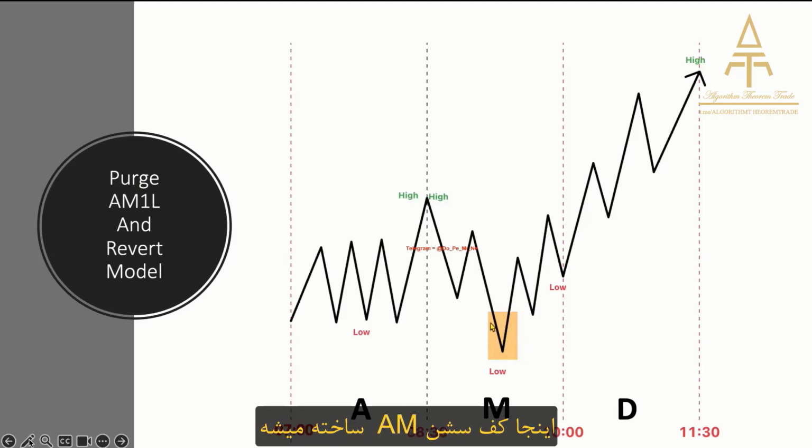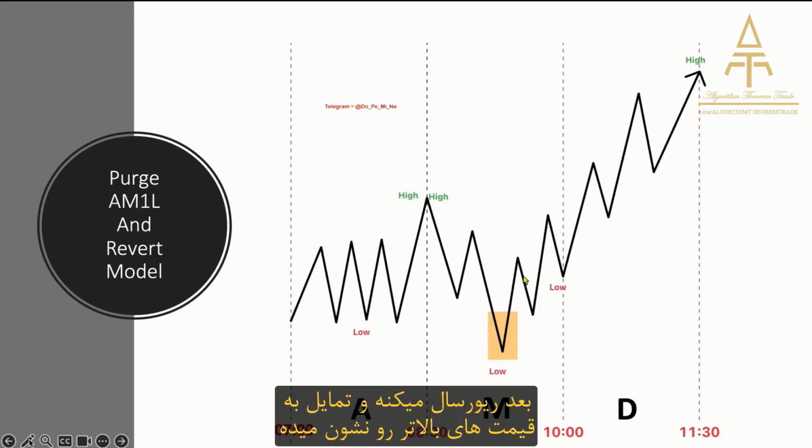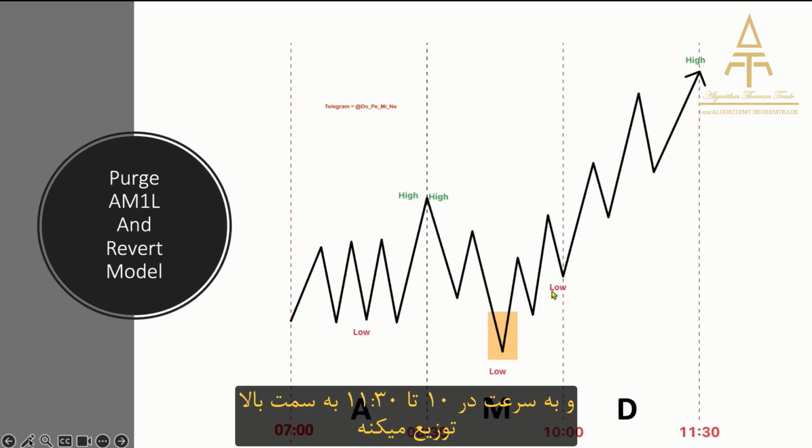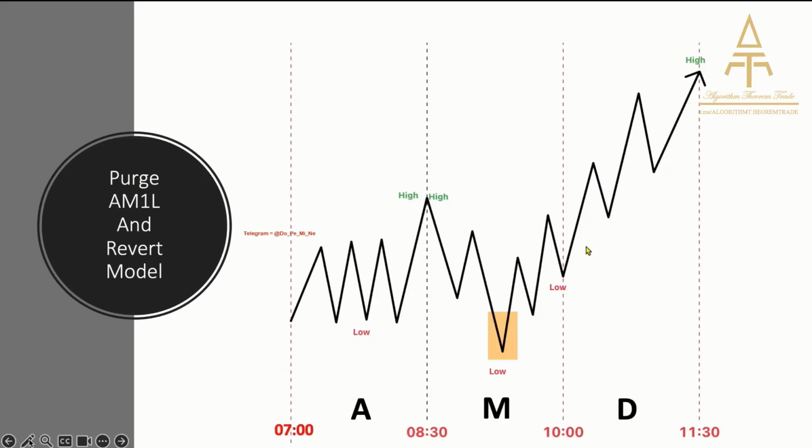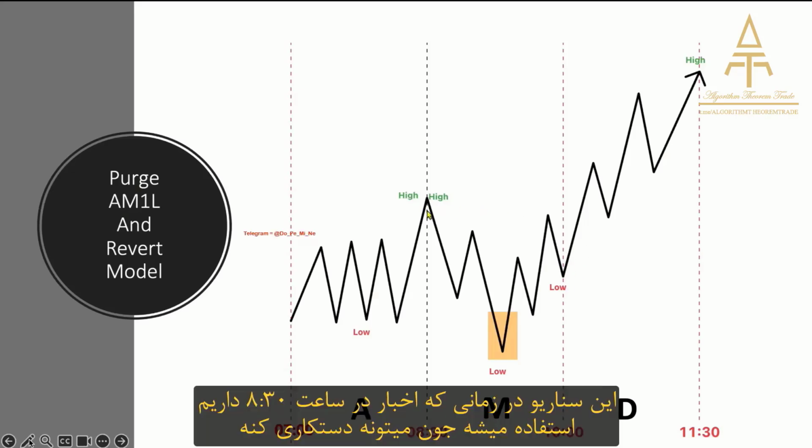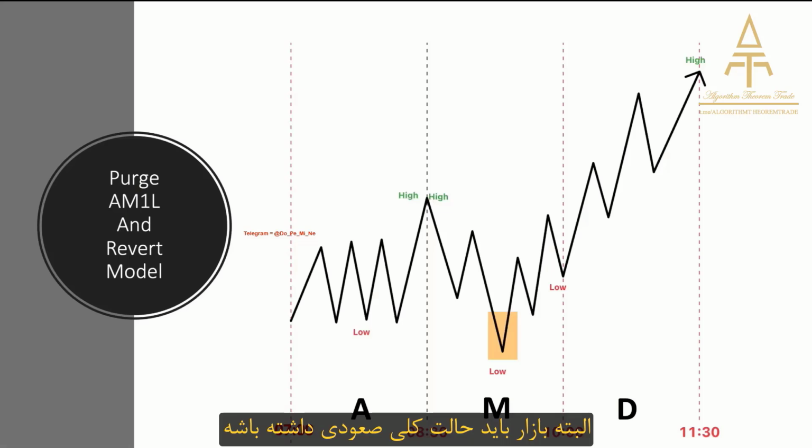This is where the low of AM forms, and the market then reverses and shows a willingness to deliver higher. Then between 10 to 11:30 the market will distribute higher very rapidly. This scenario usually unfolds when there's a high impact news driver at 8:30 that gets used for manipulation purposes inside of a very bullish market.